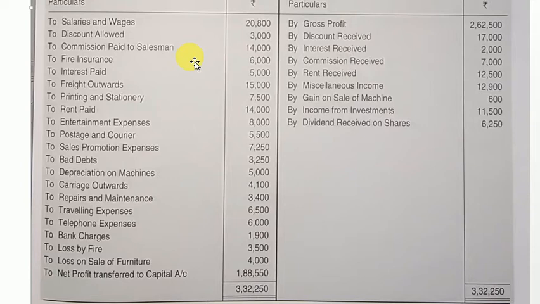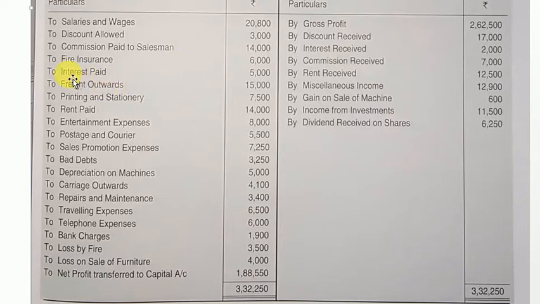Fire insurance is also an expense. For insurance, the company has taken a fire insurance, so if there is a fire, we will get money from the insurance. So this is your expense, prepaid insurance that we are paying.